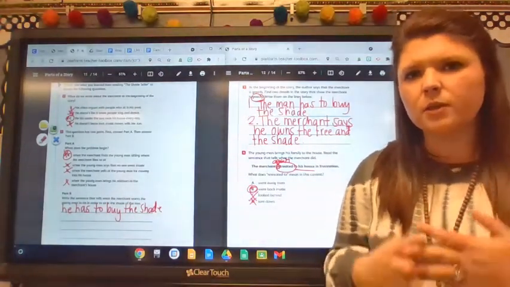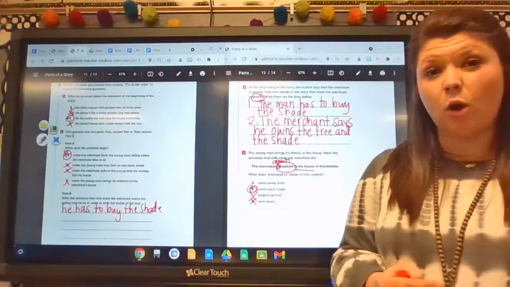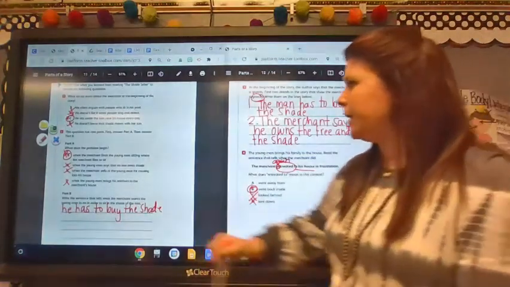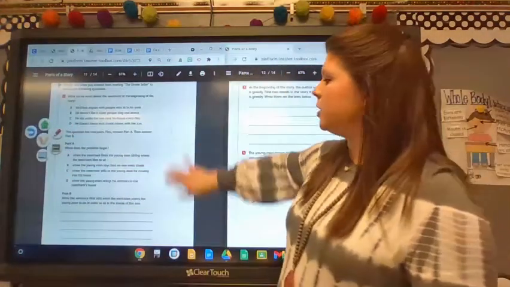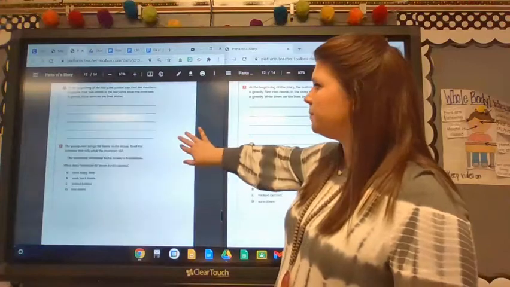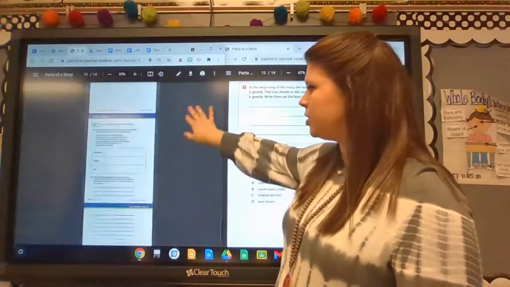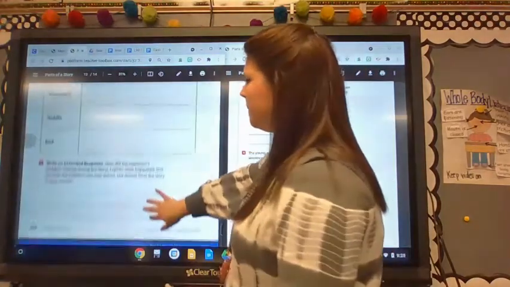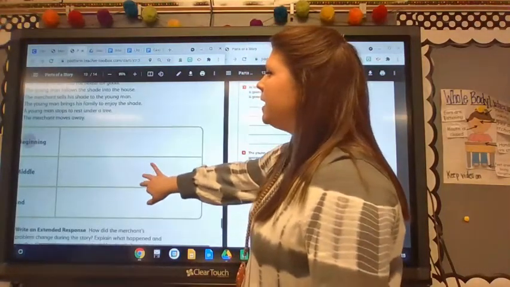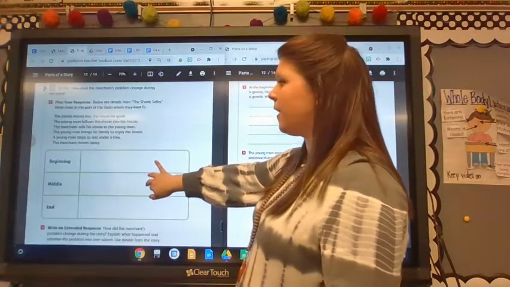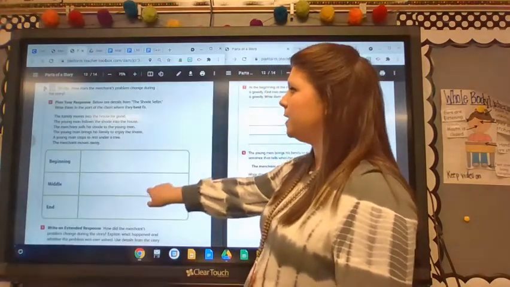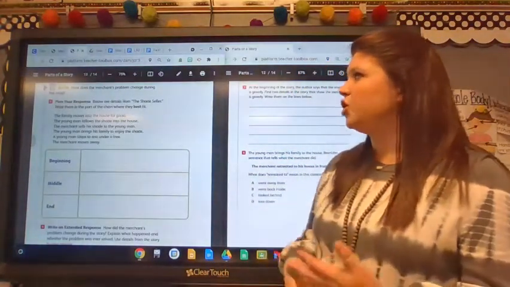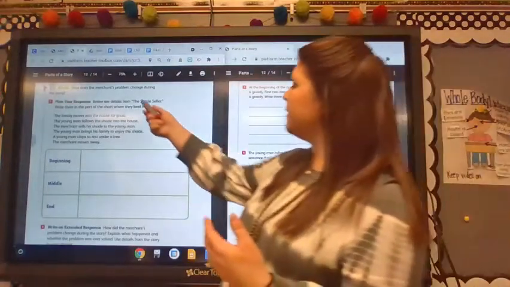Remember, when you use context clues, when you find that meaning, you can replace that word with the meaning in the sentence and it should still make sense, okay? All right, now we're going to answer question number 5. Question number 5 is basically wanting us to identify the beginning, the middle, and the end because we need to answer the question, how does the merchant's problem change during the story?